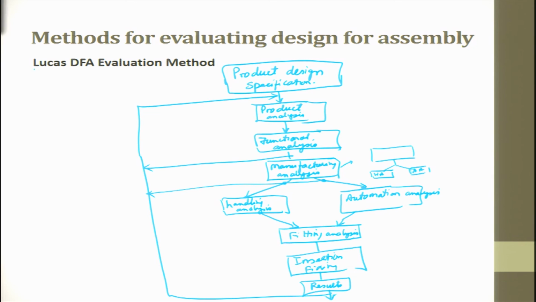This is nothing but the Lucas DFA evaluation analysis. First will be product design specification, product analysis, then we do functional analysis. Product analysis, how is the product performing, how are the functions performing, functions performing not of the entire product but individual parts in the product. Then how is it getting manufactured, what is the manufacturing ease. Then we can talk about handling, and then we can also talk about automation. We can talk about handling, moving the part, automation, inserting, then fixing, and then results. So this is the Lucas design for assembly evaluation method.